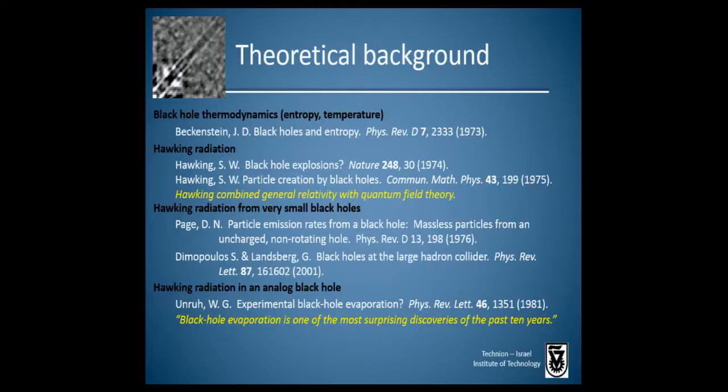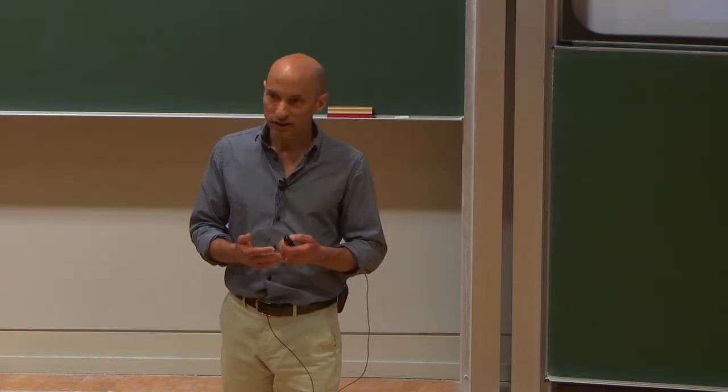In the meantime, Bill Unruh came up with the idea of an analog black hole, where sound plays the role of light. And in his paper in 1981, Bill Unruh wrote, "Black hole evaporation is one of the most surprising discoveries of the past 10 years." So apparently his motivation for inventing the analog black hole was to check Stephen Hawking's prediction.